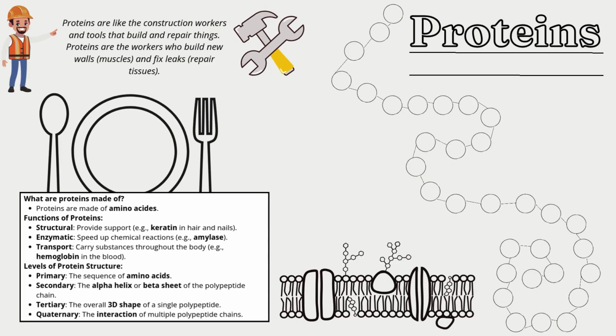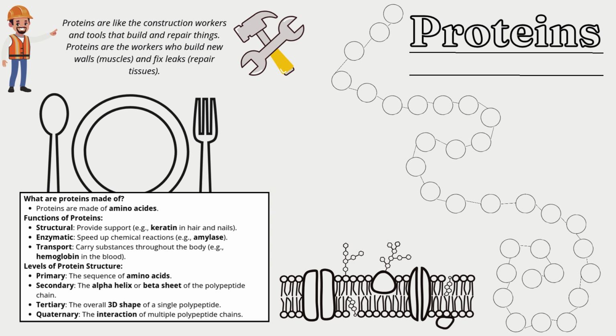Proteins are made of amino acids. Structurally, they provide support, such as the keratin in your hair and nails. Enzymatically, they speed up chemical reactions, such as amylase. And for transport, they carry substances throughout the body, such as the hemoglobin in the blood.